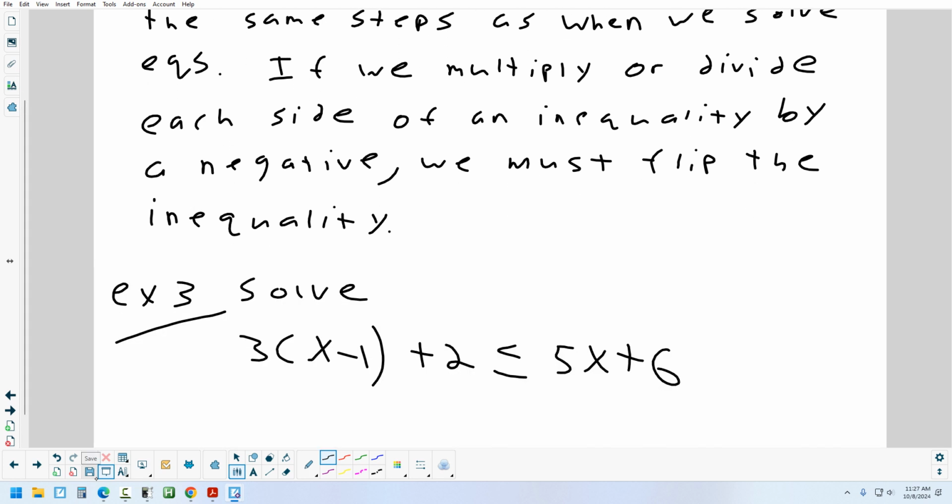All right. And sometimes you can avoid having a negative in the problem for a little bit and work around that. But sometimes you got to do it. You got to multiply or divide by a negative, and you got to flip the sign.